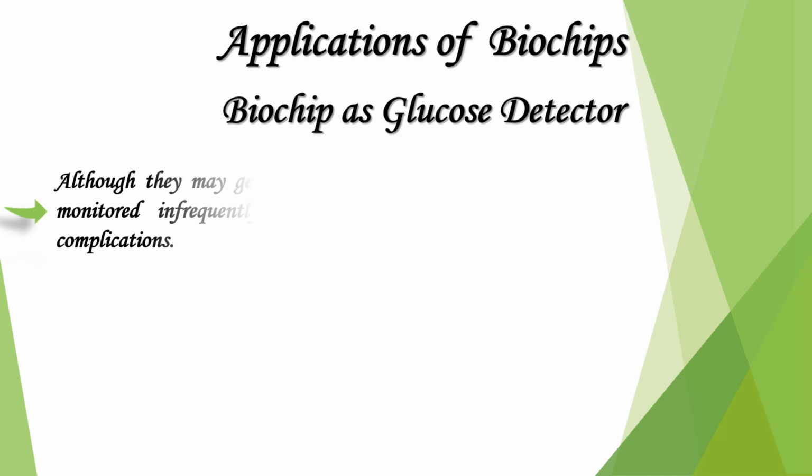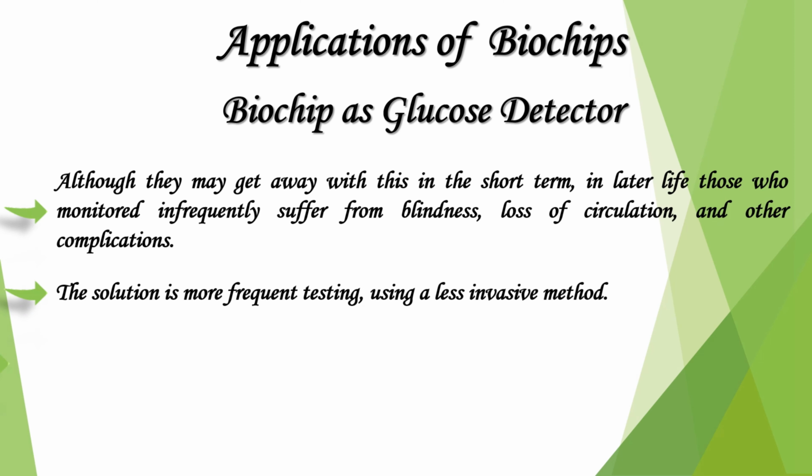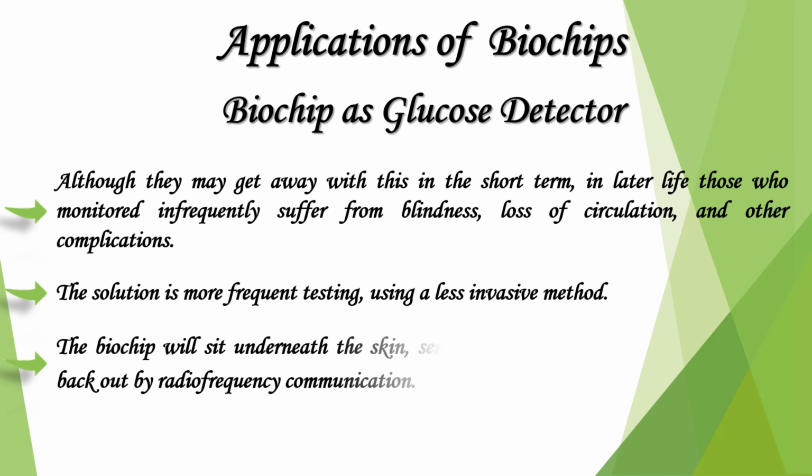Although they may get away with this in the short term, in later life those who monitored infrequently suffer from blindness, loss of circulation, and other complications. The solution is more frequent testing, using a less invasive method. The biochip will sit underneath the skin, sense the glucose level, and send the result back out by radio frequency communication.